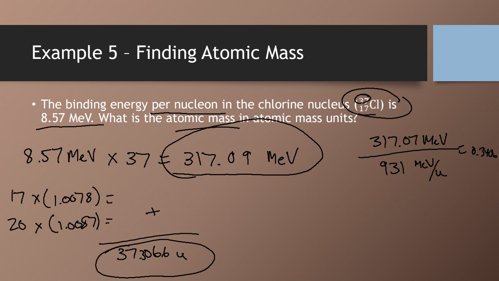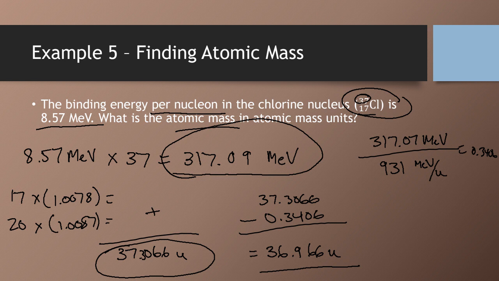And so then we subtract 37.3066 minus the mass that we lost. And the mass of that nucleus is 36.966 atomic mass units. So calculate the mass by itself. That's not the answer. This is the answer. Calculate the mass by itself, 37 nucleons. Subtract the binding energy. But first you have to convert the binding energy to atomic mass units by just dividing.